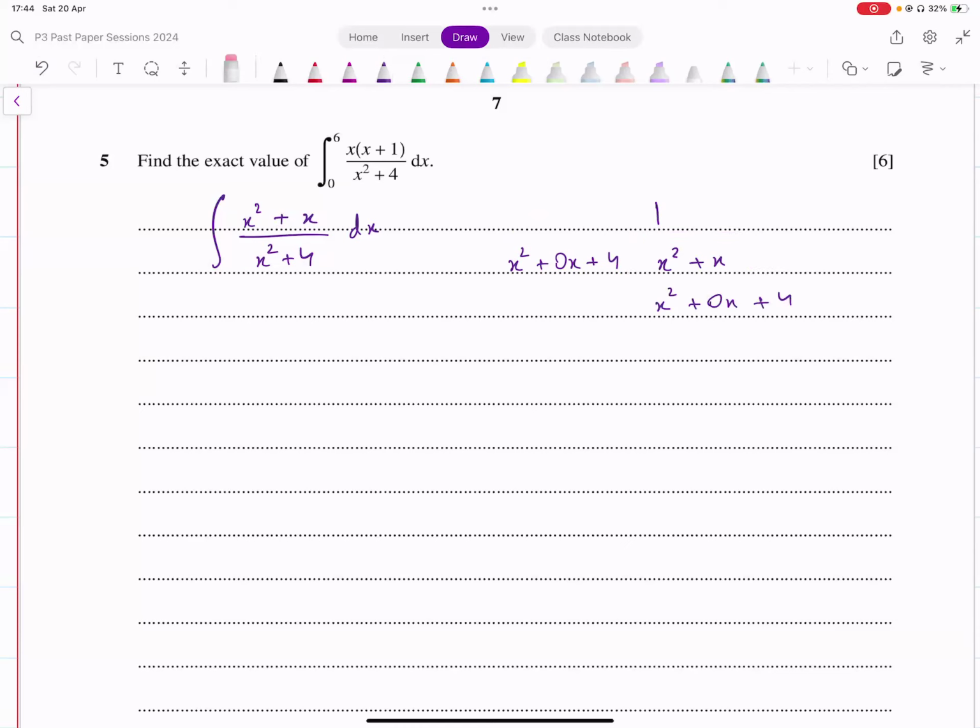Now let's subtract it. Change the signs. This becomes negative, this becomes negative, this also becomes negative. This gets cancelled. x comes down as it is. And you have minus 4 from here. And that's it. This is the remainder. This is the quotient.